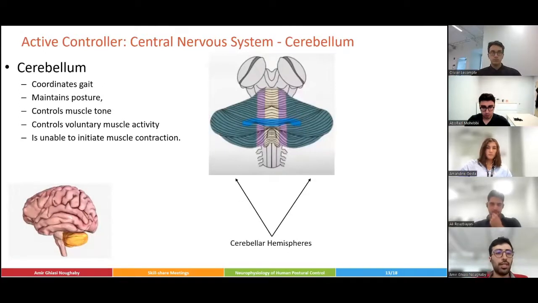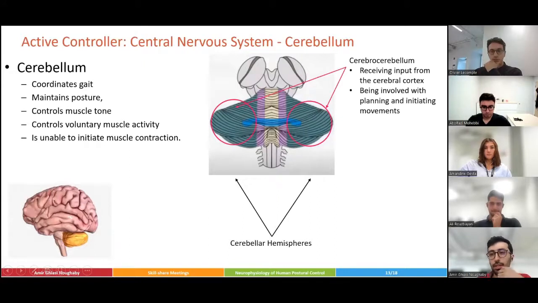And another part of the CNS is the cerebellum, which works on coordinating the gait, maintaining the posture, controlling muscle tone and voluntary activity of the muscle, but it's unable to initiate muscle contractions. The cerebellum is this yellow part of the brain that is under the gray matter. It has two hemispheres actually, and it has some parts.